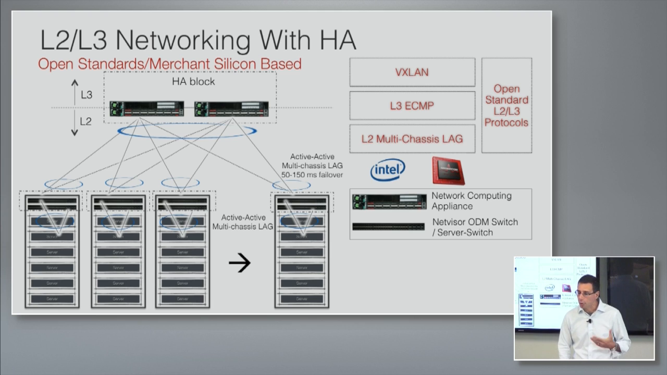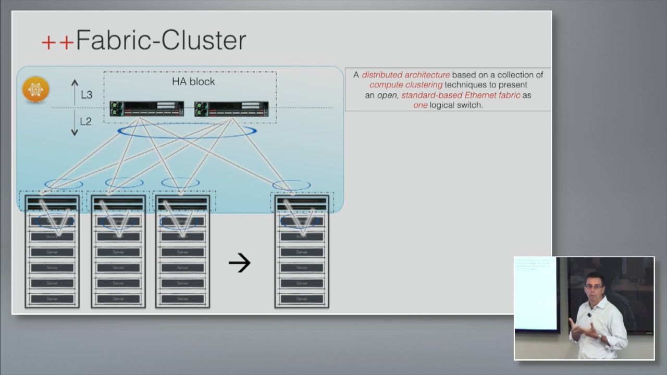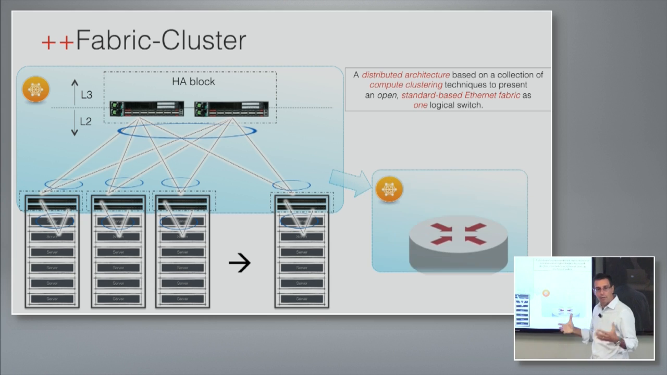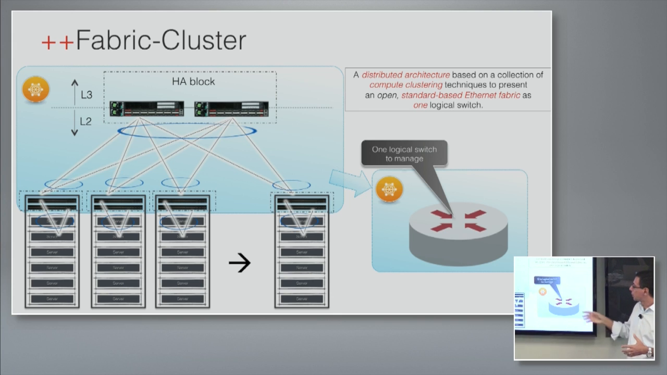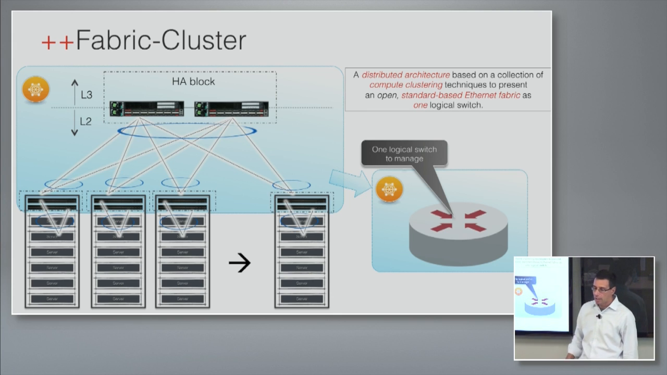Now, what can we do on top of this network? We've built a network, now we can actually apply our clustering technology. Let me give a quick definition of what a cluster or a fabric cluster is. It's a distributed architecture based on a collection of compute clustering techniques to present an open standard fabric as one logical switch. So for this collection of devices, there is a logic that runs over TCP connections between every node and presents the entire cluster as a single logical switch to manage.